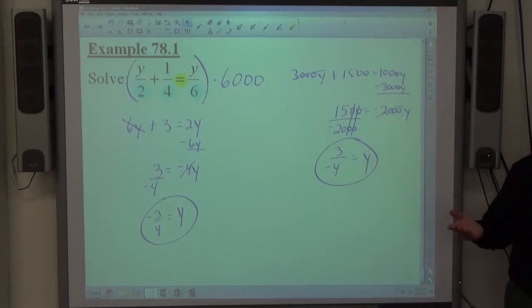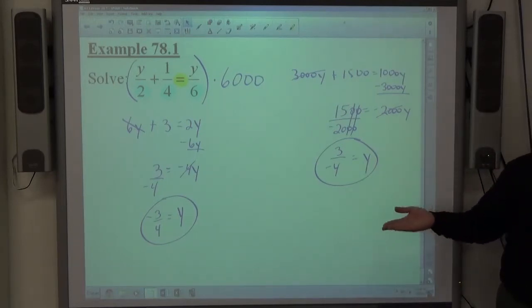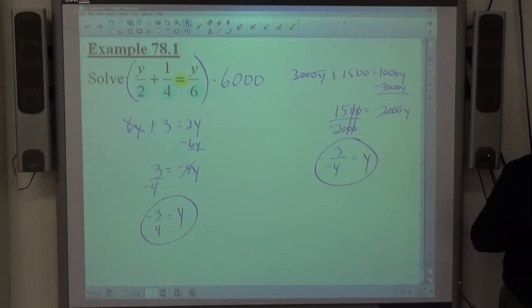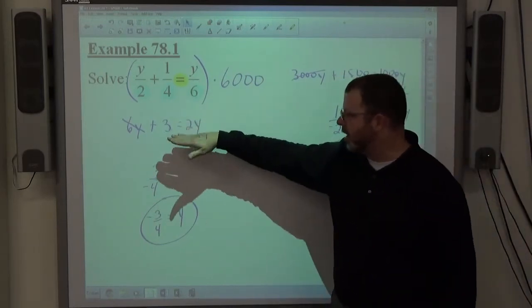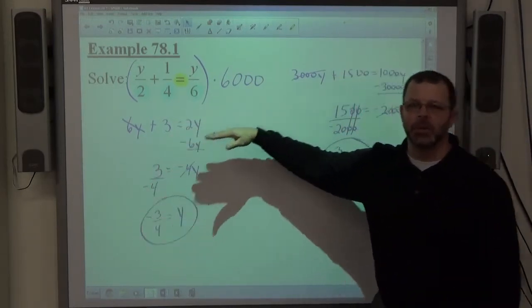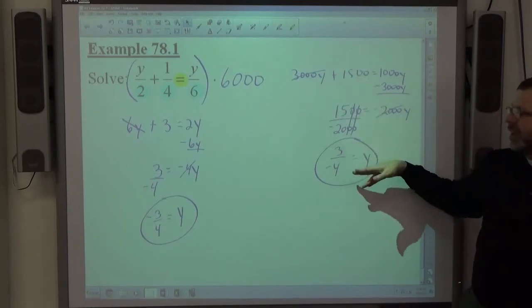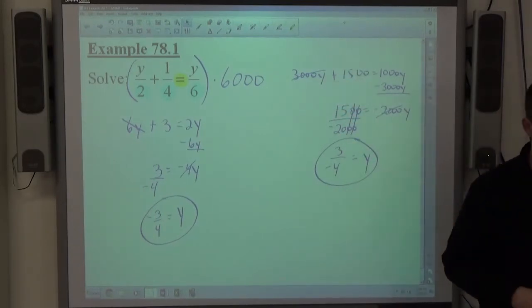Don't get hung up on the least common denominator part of it. A common denominator will work. The only advantage of least common denominator, the numbers are a heck of a lot smaller. So if you can figure out a least common denominator, you're going to get the easiest equation possible. But even this is easier than having to work with the fractions in the context of that problem.